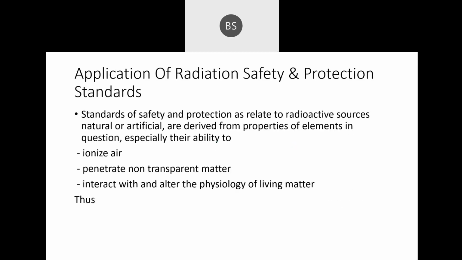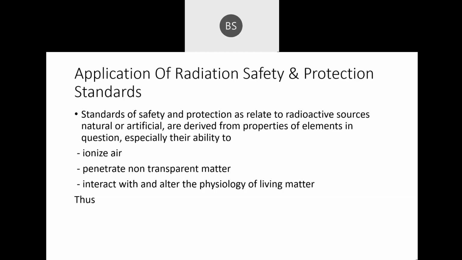Application of radiation safety and protection standards. The standards of safety and protection as relates to radioactive sources, whether they are natural or artificial, are derived from the properties of the elements in question. This is the properties or the essence or the nature of these elements that are found in nature, or these elements that may be manipulated and manufactured artificially, especially their ability to ionize air.